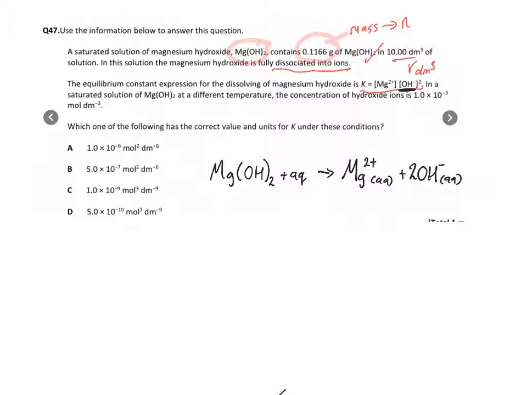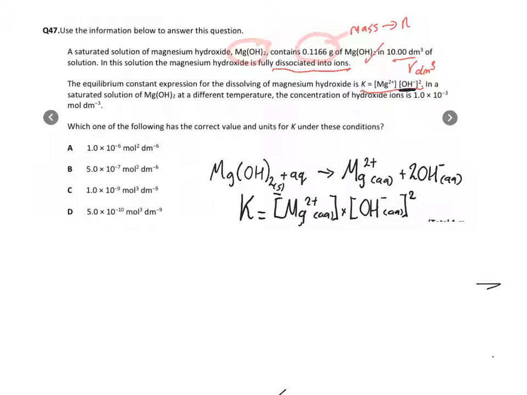So if we now write our equilibrium expression, K equals the concentration of magnesium ions multiplied by the concentration of hydroxide ions, and we square that because there are 2 moles formed. Notice the solid magnesium hydroxide does not appear in the expression, A, because it says it's fully dissociated, and B, because it's a solid and these two are aqueous. So it's nonsensical to have a solid in the equilibrium expression.